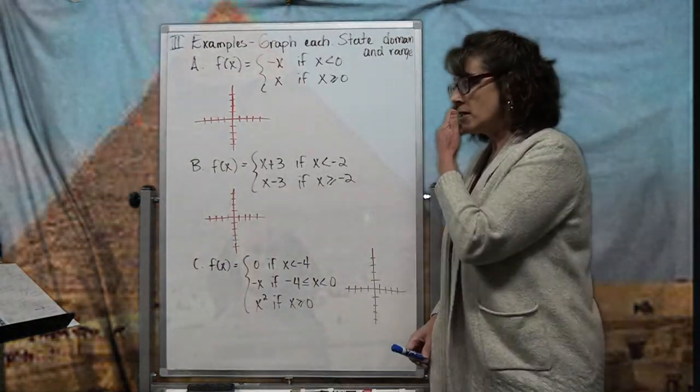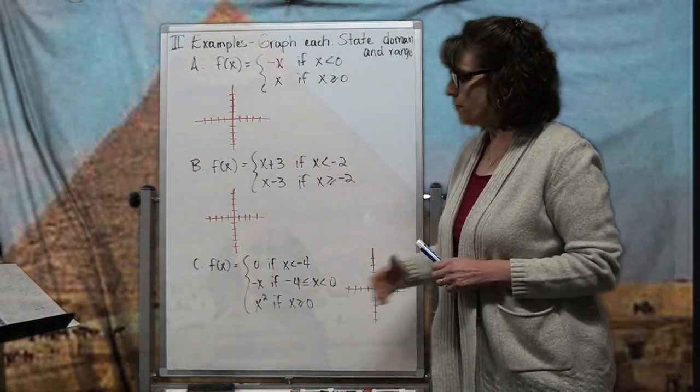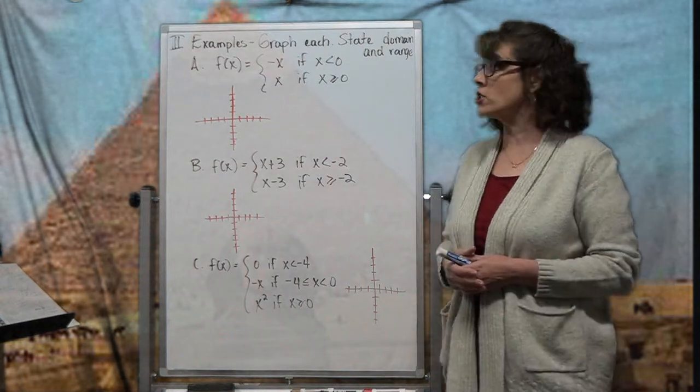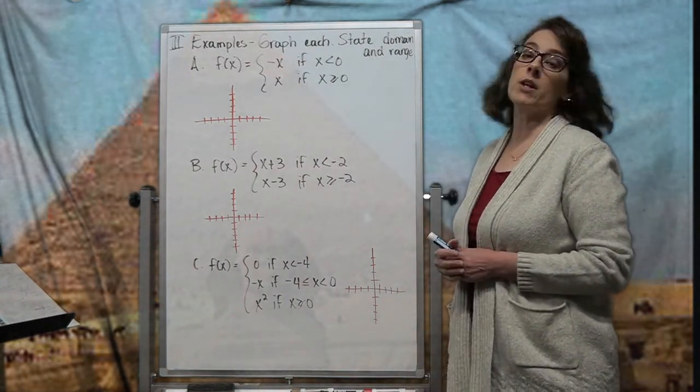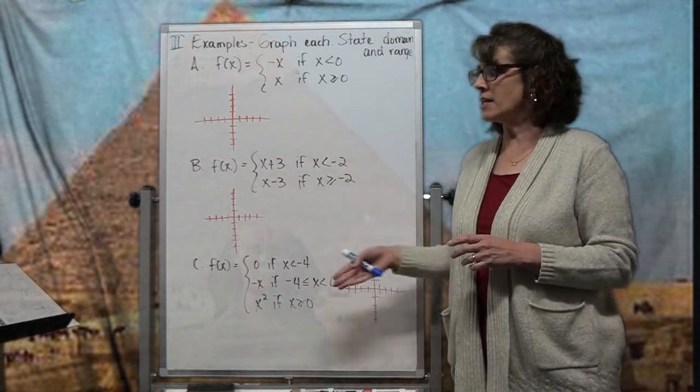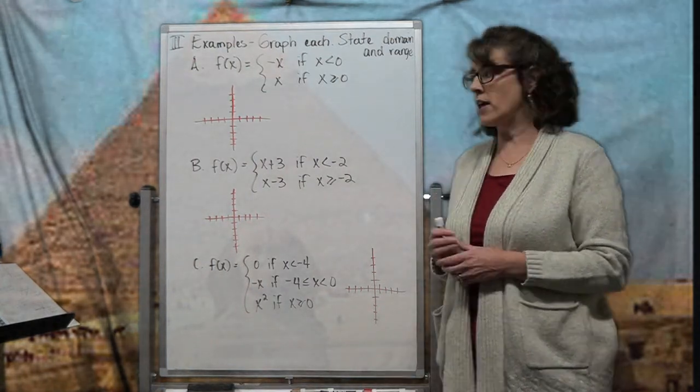Now, notice in these three examples, I've got these different functions. It's not necessarily a cost function, it's just a generic function. I'm told I want to graph each one of them. I want to state the domain and the range, which I didn't talk about in the previous one. So when I get done with this, let's go back and look at domain and range on that one.